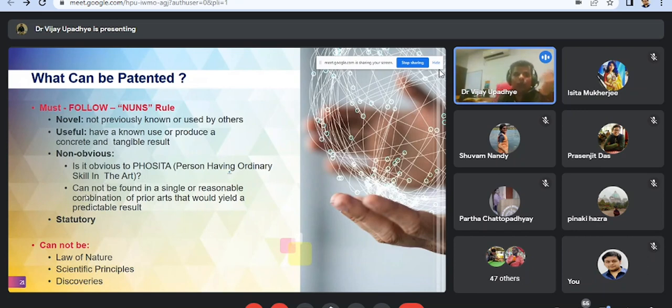What is the NUNS rule? It is a scale, a measure to check whether your innovation is patentable or not, whether it has patentability or not. You have to check the NUNS rule.